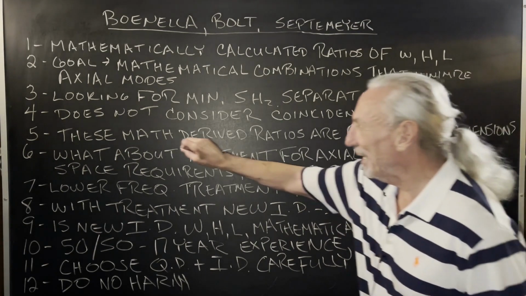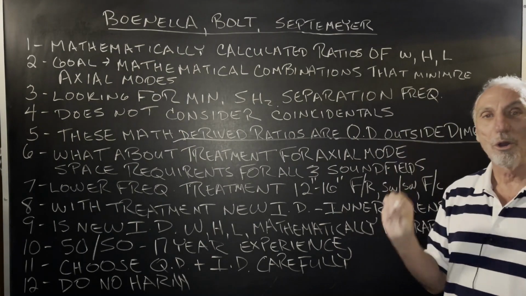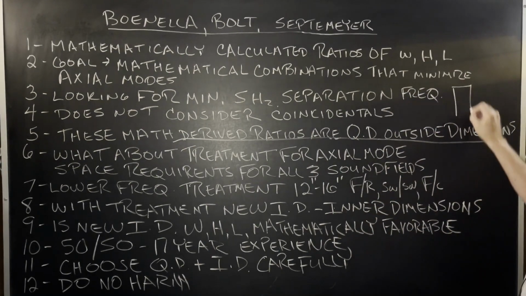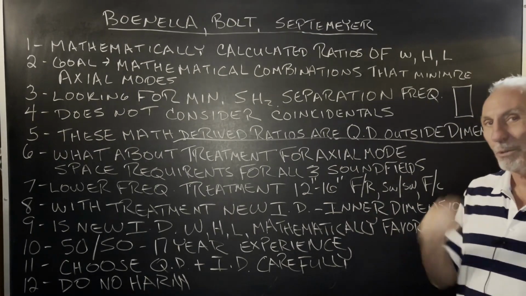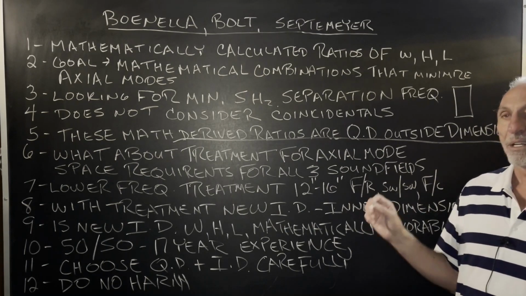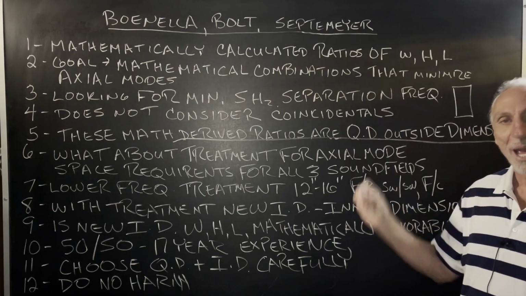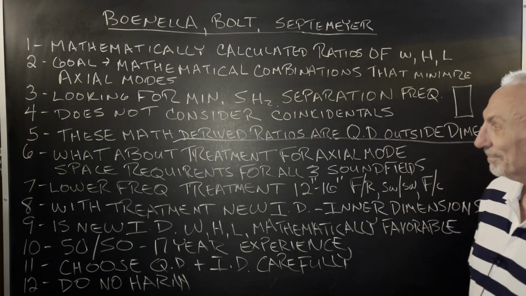These are mathematically derived ratios of what we call OD, outside room dimensions. This is the footprint of the room, the external skeleton, if you will, the OD, the outside dimension. They're good start points, but you have to be careful, just like anything else in physics.